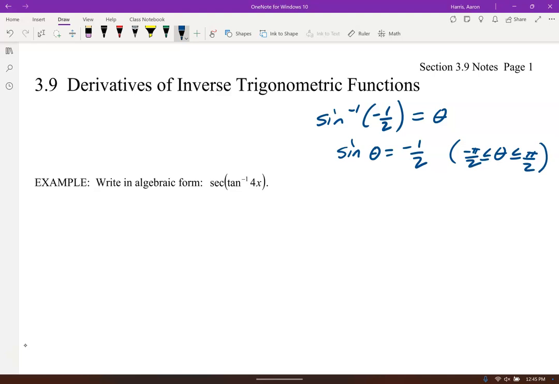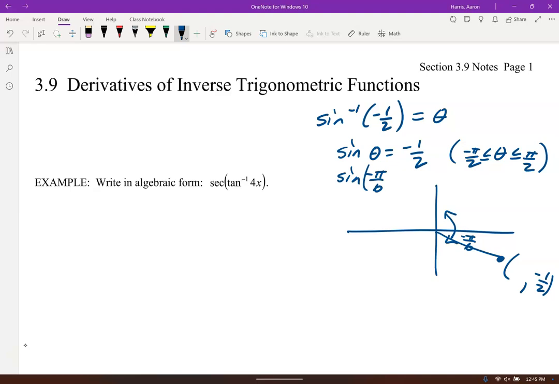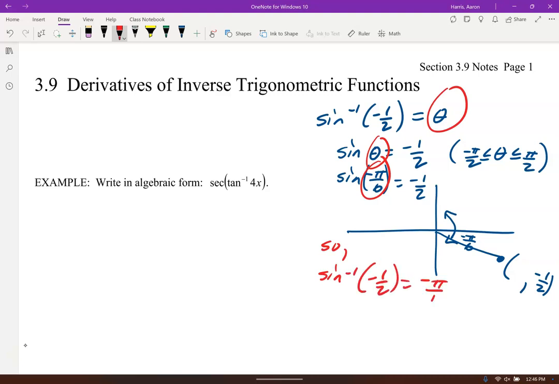So then we're just looking on our unit circle between pi halves and negative pi halves for the theta. Sine of what gives us negative a half, and we say, oh, that's negative pi 6 or negative 30 degrees. We know the sine of negative pi 6 is negative a half. In other words, theta must be negative pi 6. So the arc sine of negative a half is negative pi 6.